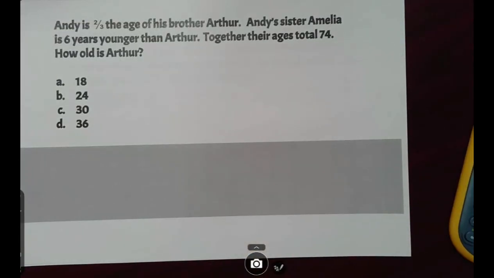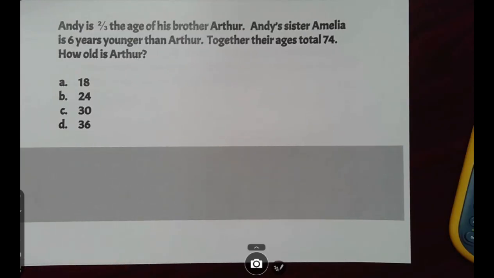Okay, here's another one. Andy is 2/3 the age of his brother Arthur. Andy's sister Amelia is 6 years younger than Arthur. Together their ages total 74. How old is Arthur? Well, you could write algebraic expressions for this and solve it, but it's much easier just to use guess and check. So let's play with our numbers.